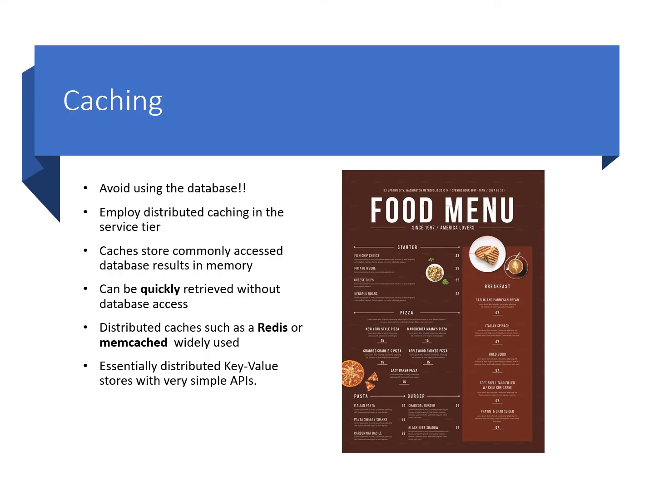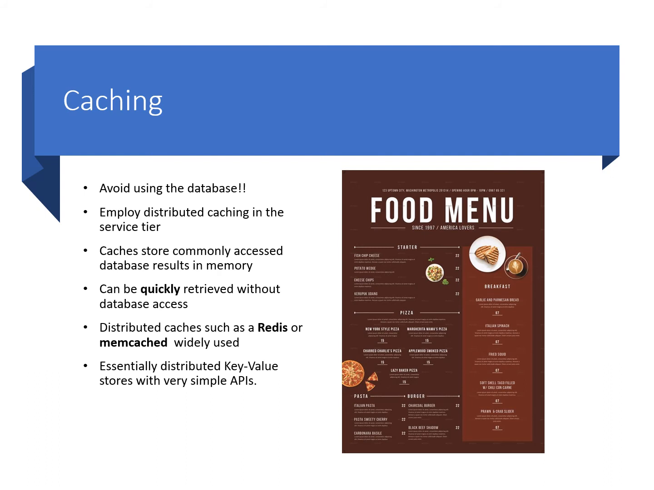In conjunction with scaling up at the database tier, a highly effective approach is querying the database as infrequently as possible from your services. How do you do this? Well, it can be achieved by employing a distributed cache in the service tier. A cache stores recently retrieved and commonly accessed database results in memory, so they can be quickly retrieved without placing a burden on the database by requerying for results that we already have stored.